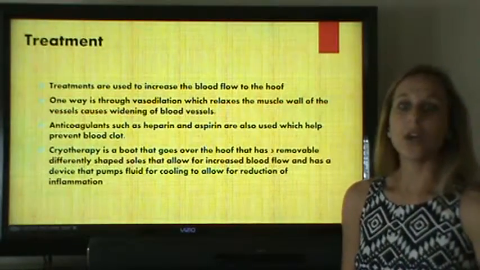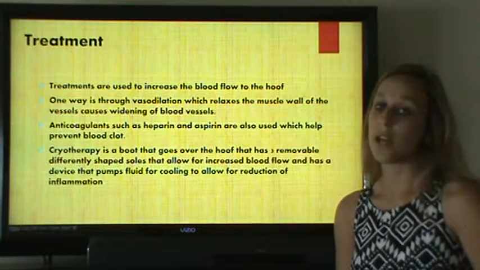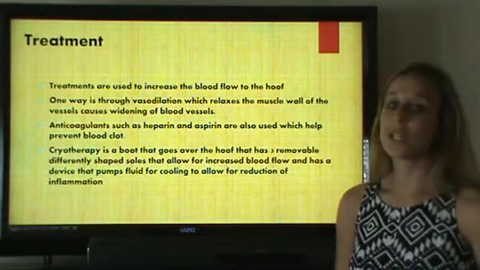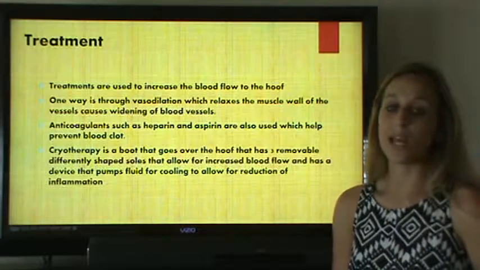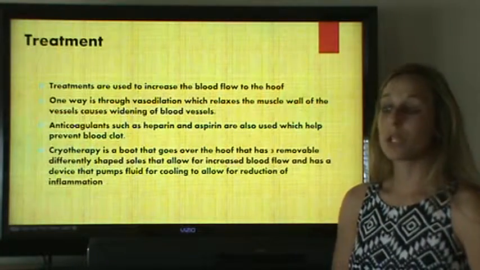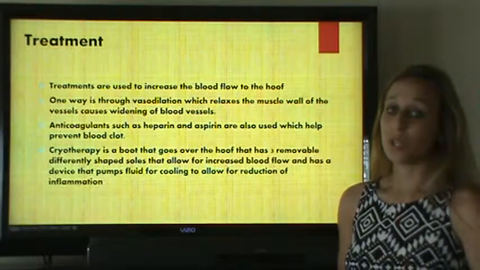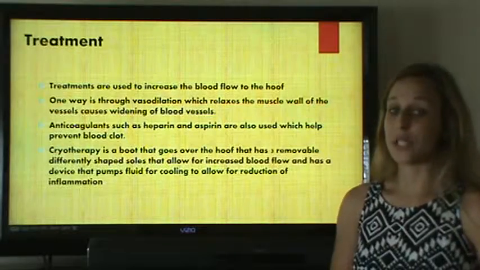So we're going to need to know ways to treat a horse if they do have laminitis. Unfortunately, it's not totally going to take it away, and it's definitely going to probably cause a horse to not be able to really be used anymore. In some cases, the horse might have to be put down.